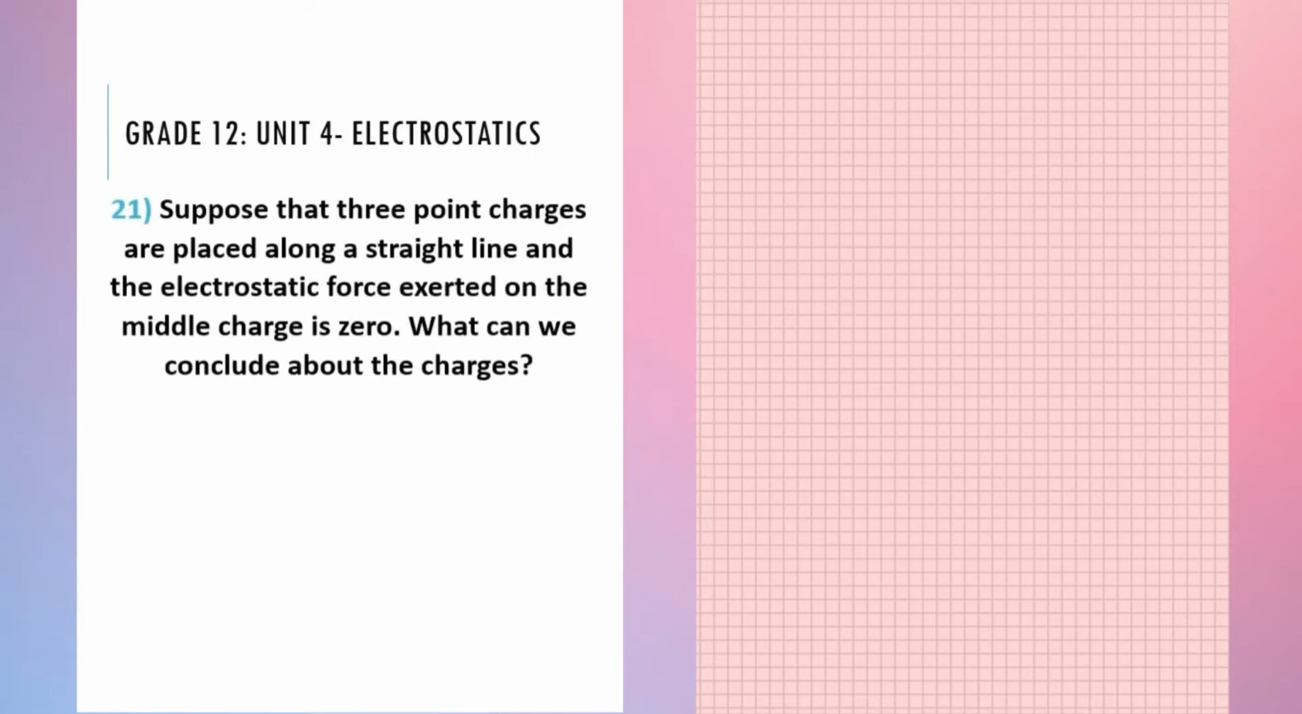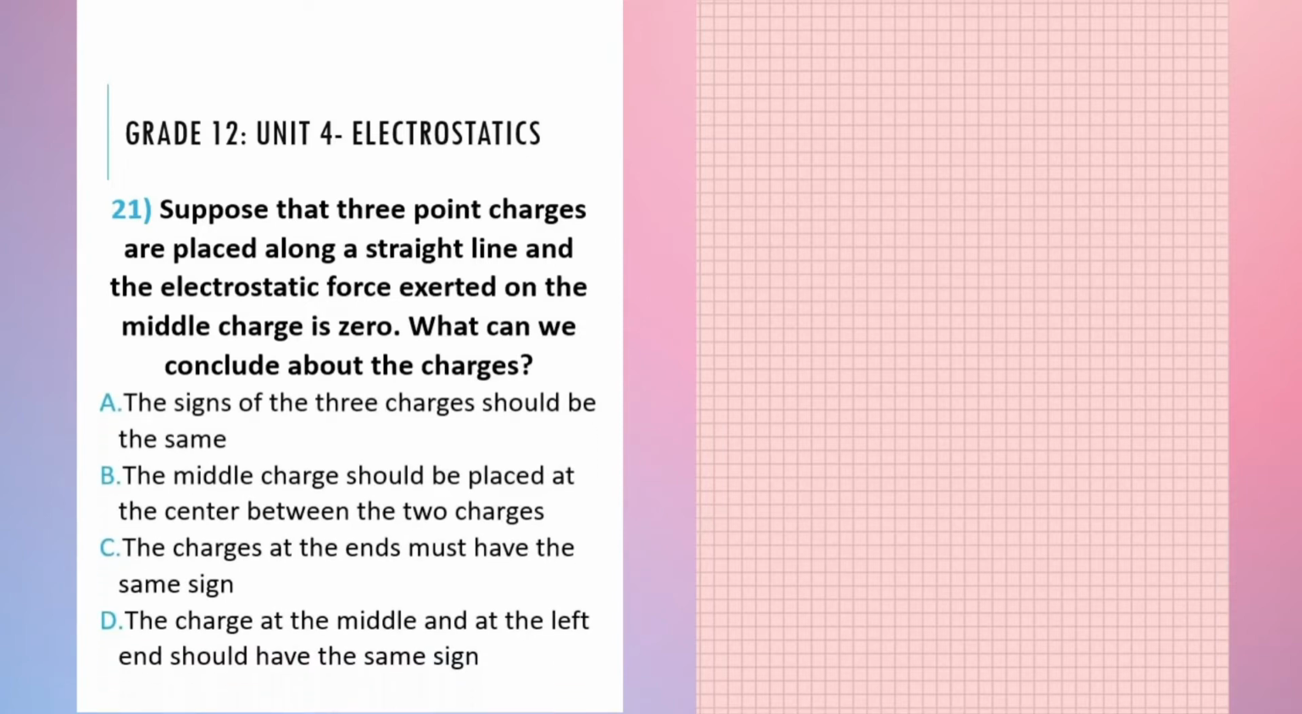So question number 21 states that, suppose that 3-point charges are placed along a straight line and the electrostatic force exerted on the middle charge is 0. What can we conclude about the charges? The choices are, the signs of the 3 charges should be the same. The middle charge should be placed at the center between the 2 charges. The charges at the ends must have the same sign. The charge at the middle and at the left end should have the same sign.